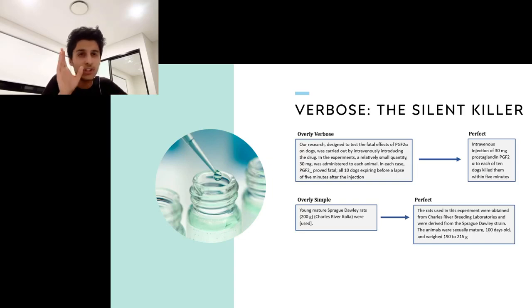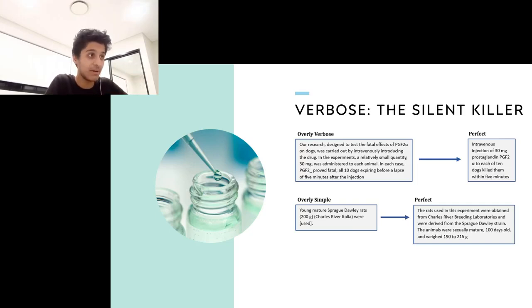But here's the thing. Don't make it too simple. Look at this example. Young, mature, Sprague Dawley rats, 200 grams, Charles River, Italia, were then used. Like, come on, what is this saying? What is Charles River, Italia? Is that guy the owner of the rats? What's going on? Do the rats weigh 200 grams? Like, what's going on?